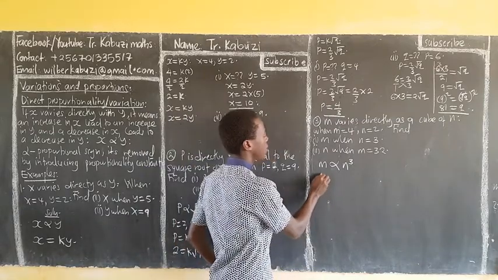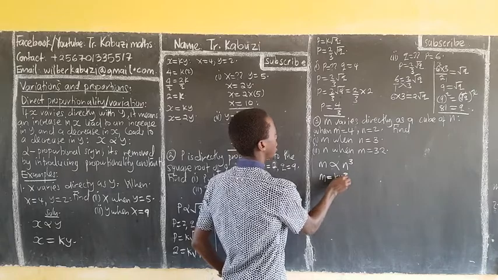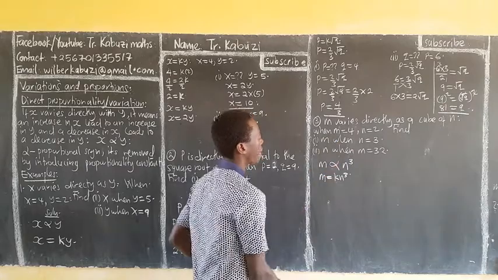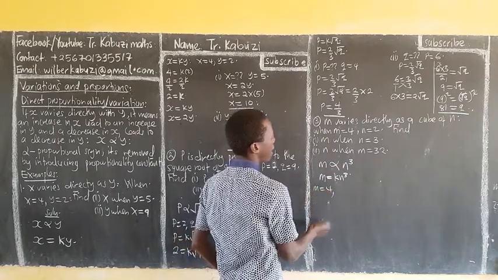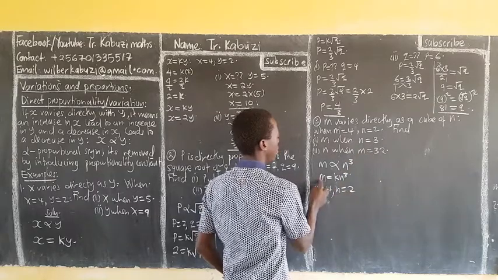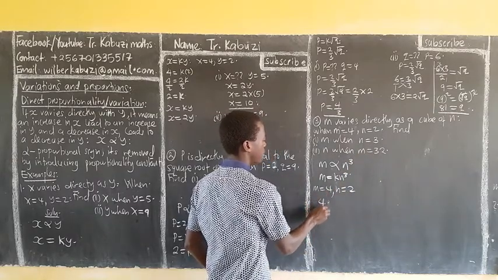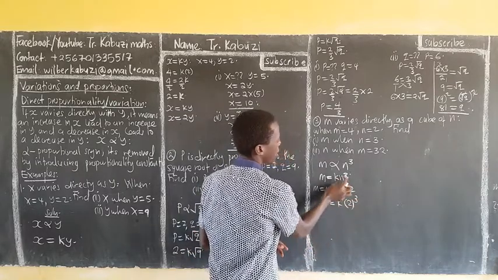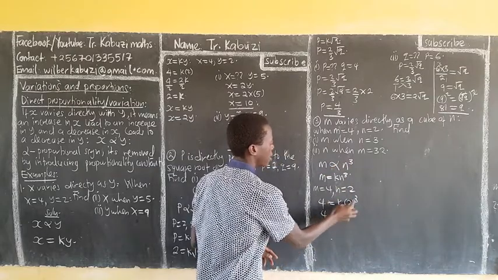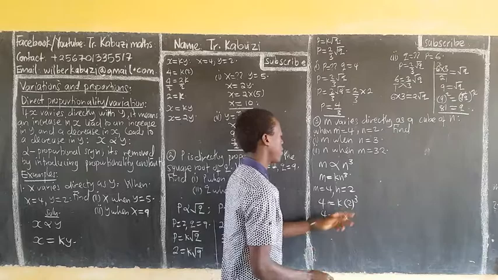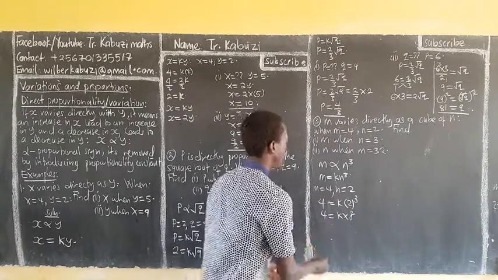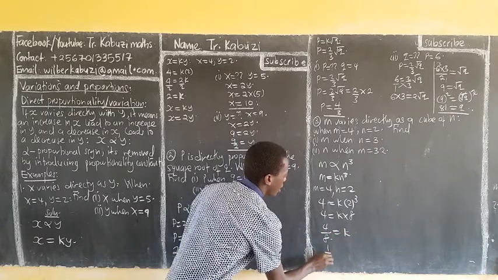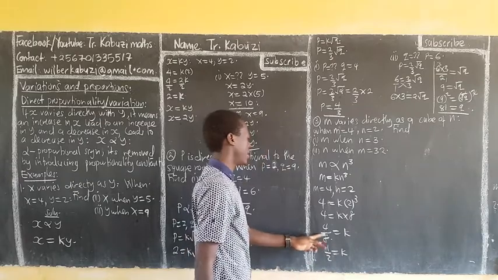So to remove the variation sign, we introduce the proportionality constant k and n cubed. Now we need to get the value of k. So the information is given when m is 4, n is 2. We put it here. So m is 4 equaling k. Now n is 2. But remember, we have the cube. So this will be 4 equaling k times 2 cubed, which is 8. So divide this side. So 4 over 8 will be equaling k. And that your k is going to be a half, when you divide this and this.